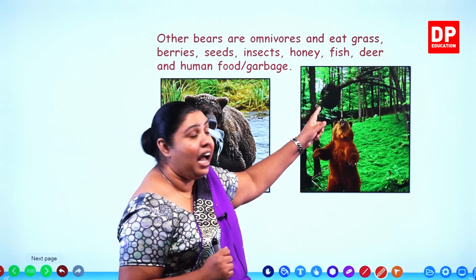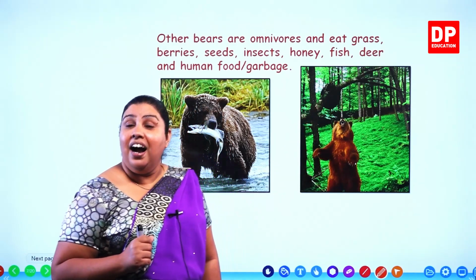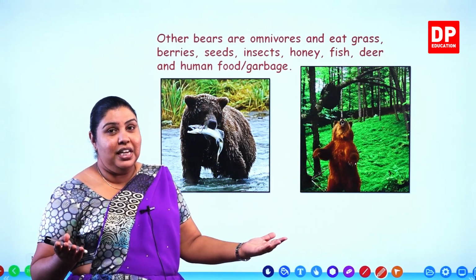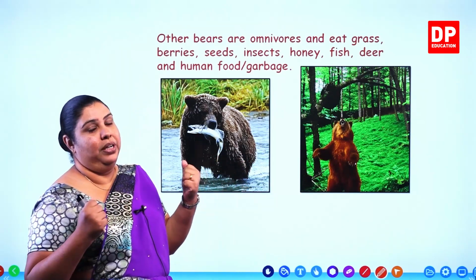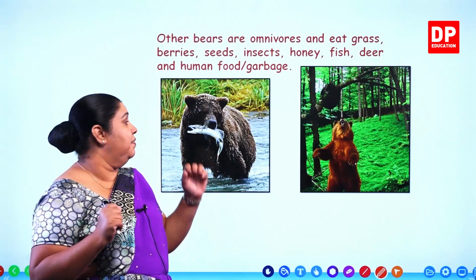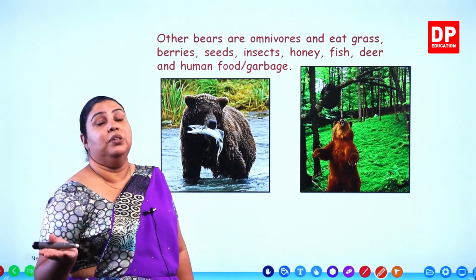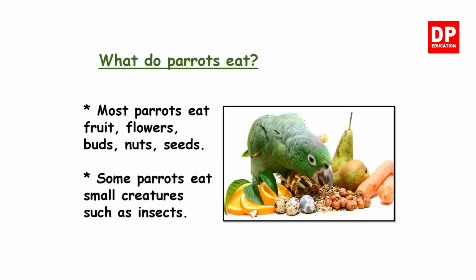There is a big beehive over here and the bear is trying to eat the honey over there. So now did you see there are 3 types of bears, and some bears eat only meat and some bears eat only leaves and plants while the others eat both plants and meat. So let's see who we have next.